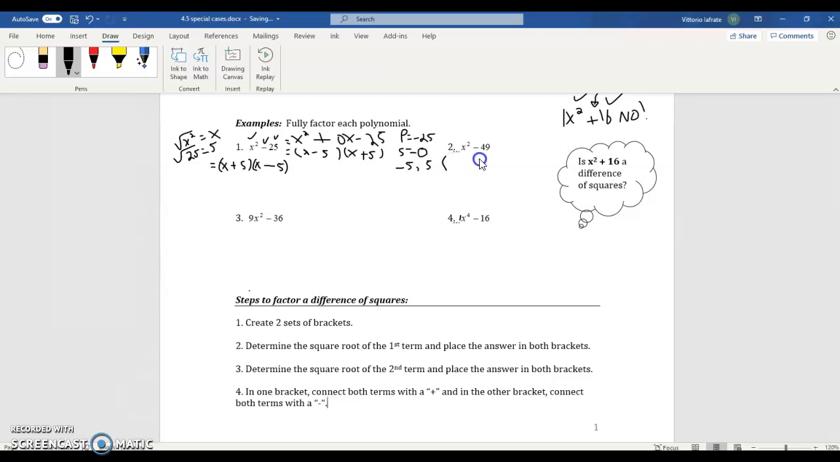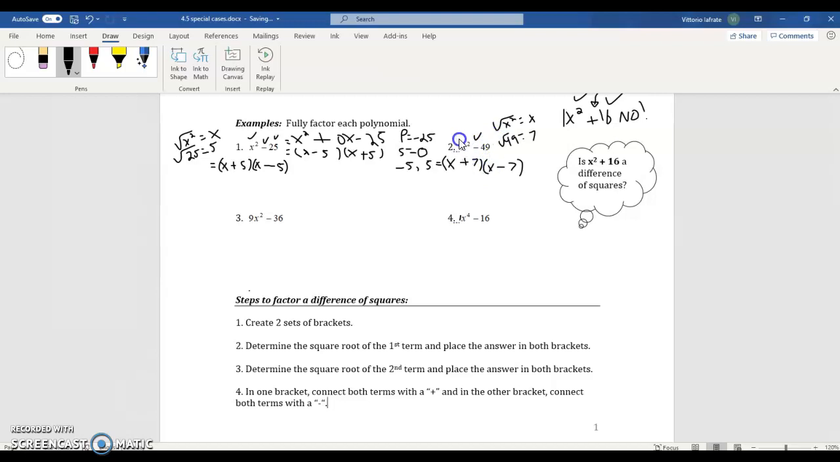So you make your brackets. We know it's the difference of squares because we have 1x squared, so 1 perfect square, and 49, a perfect square, connected by a minus sign. The square root of x squared is simply x. Put x in both brackets. The square root of 49 is 7. Put 7 in both brackets, and then connect with a plus, connect with a minus. So by identifying this as a difference of squares, you could simply use that trick to factor.